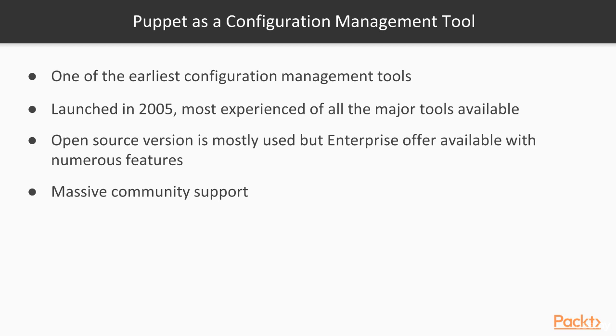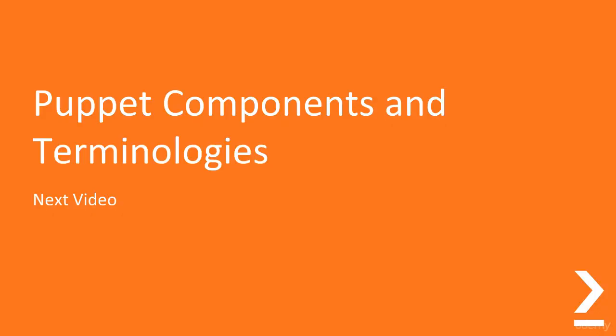Although the open source version of Puppet is mostly used by organizations, the enterprise version of Puppet boasts features such as high availability, orchestration, visualization, reporting, and much more with minimal effort of configuration. Puppet, being one of the most experienced tools available, has a massive community of code committers, public module creators, and online forums for help. In the next video, we will learn about the various components and terminologies of the Puppet ecosystem.